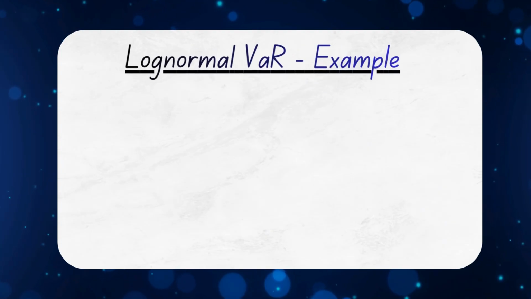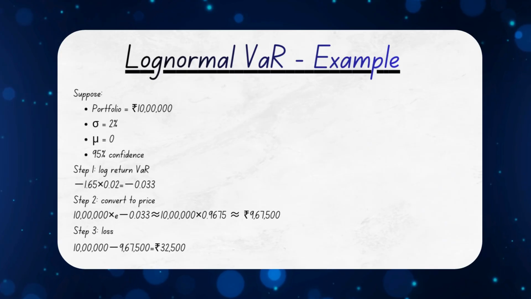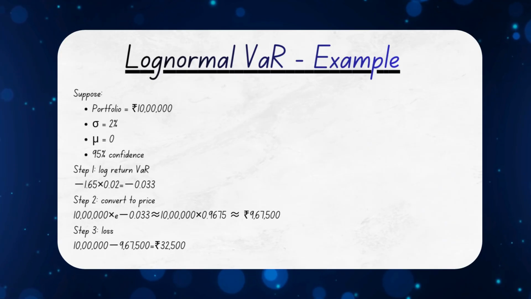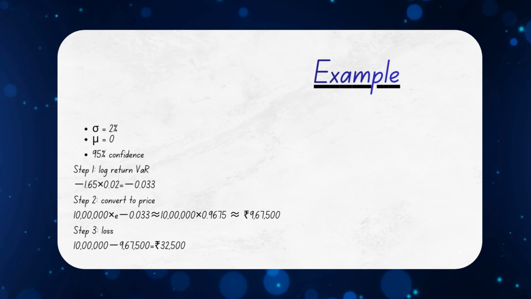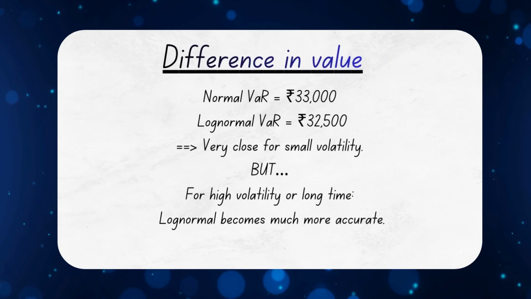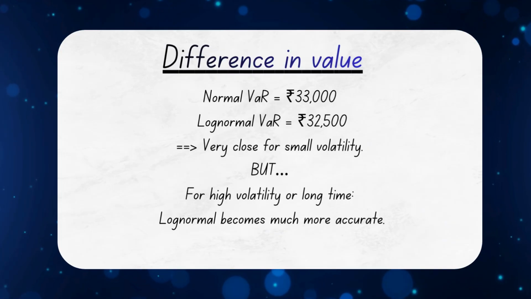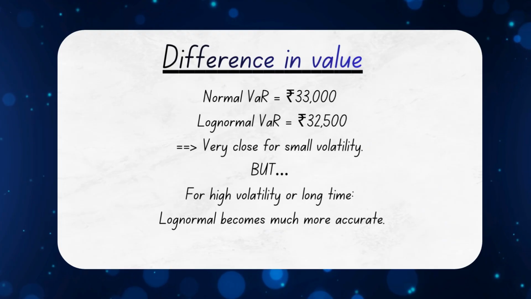If we take the same 10 lakh portfolio with 2% volatility and calculate lognormal VaR, the loss comes out to around 32 to 33,000, very close to the normal VaR for small volatility. But when volatility is high or the time horizon is longer, the difference becomes bigger, and lognormal VaR gives more realistic results. That's why models like Black-Scholes and many option pricing methods rely on lognormal assumptions.